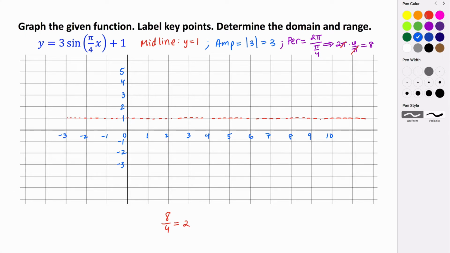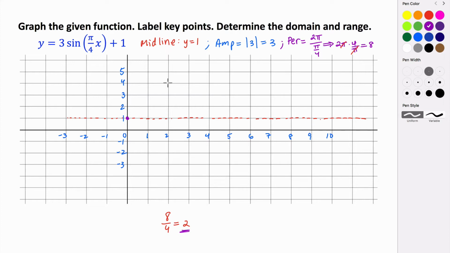And so let's start our graph. We're going to start at the midline, which is going to be our reference point. It's a sine function, so we do actually start on the midline, because normally it starts on an x-intercept. So it's going to start on our new midline, here. And then we know that the sine function normally goes up to a maximum first. So the maximum is going to be 3 units away from our midline, and the first maximum value is going to happen at 2, right? So we're using these to help us figure out where our key points are.